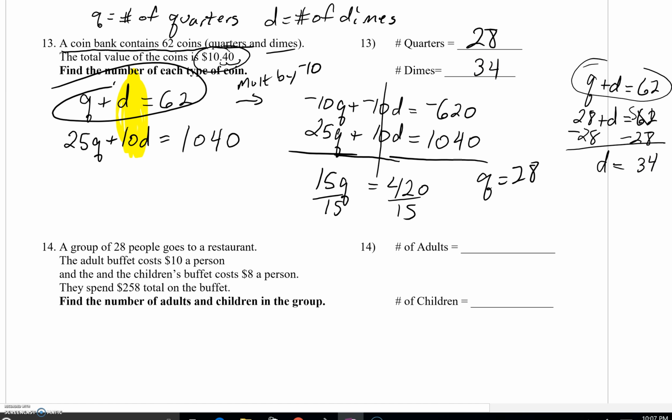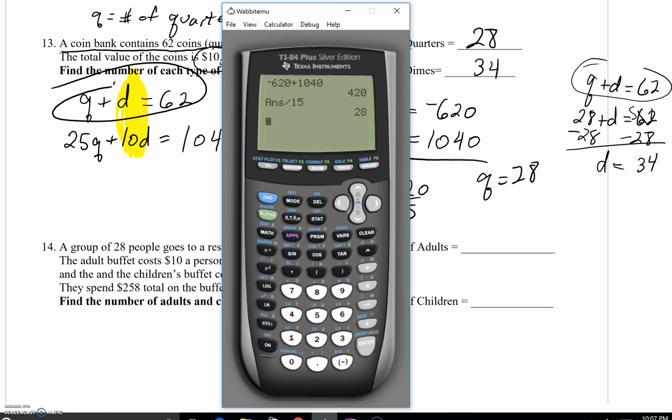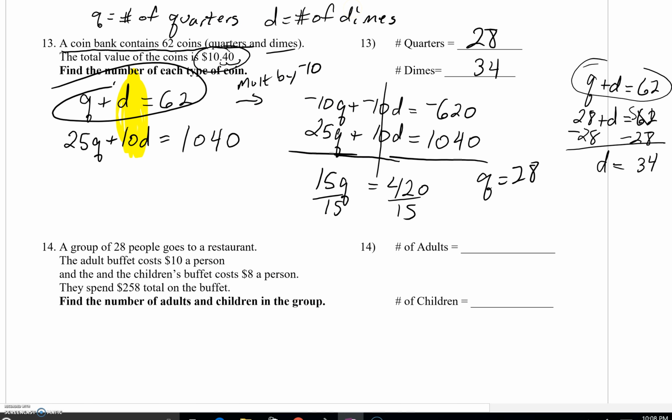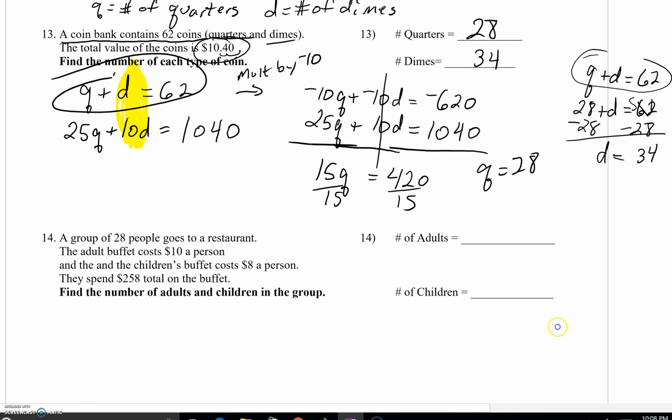Best of all, you can very quickly check and see if you are correct. You can say, well, if I've got 28 quarters, that would be 25 cents. If I have 34 dimes, each one of those is 10 cents. You can say, how much money do I have? 1,040 pennies, which, by the way, is $10.40.